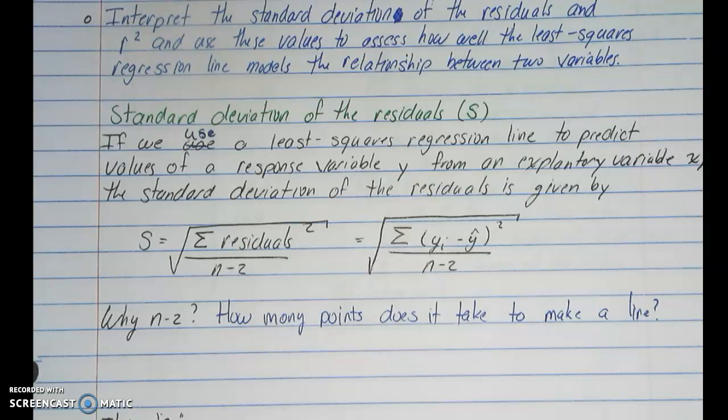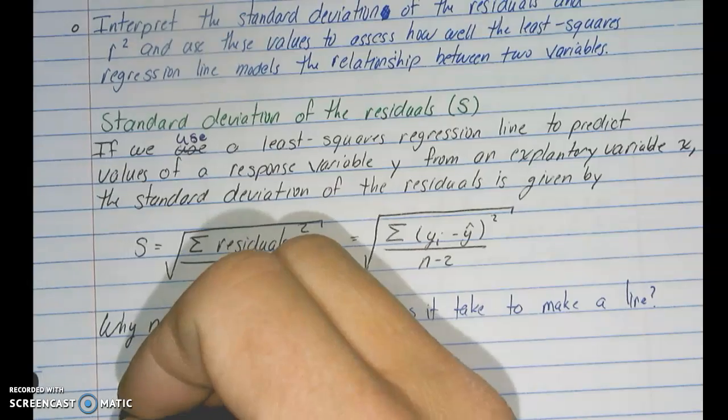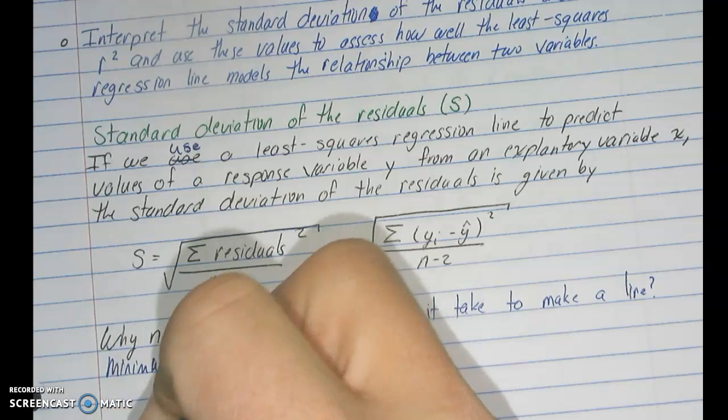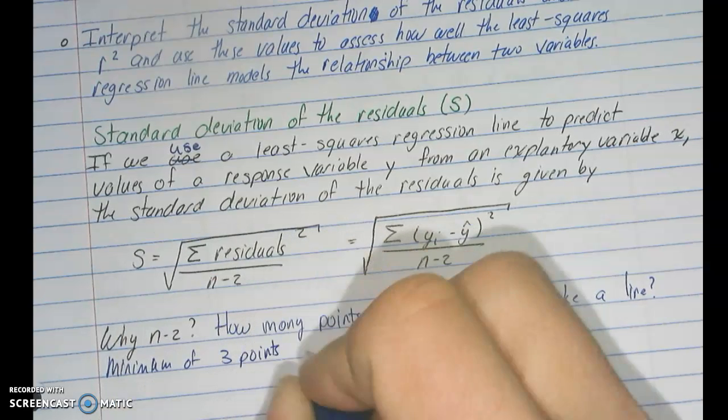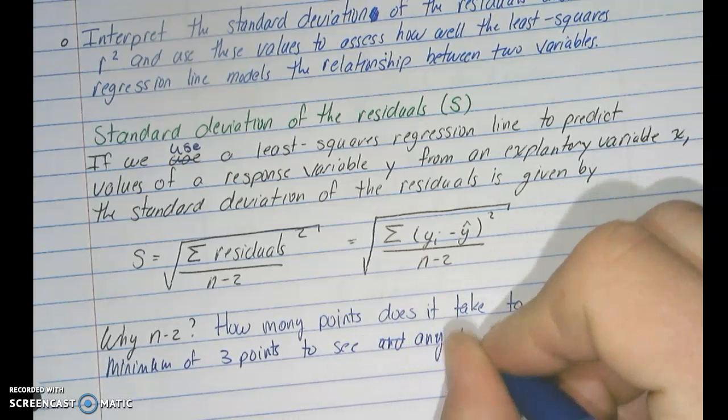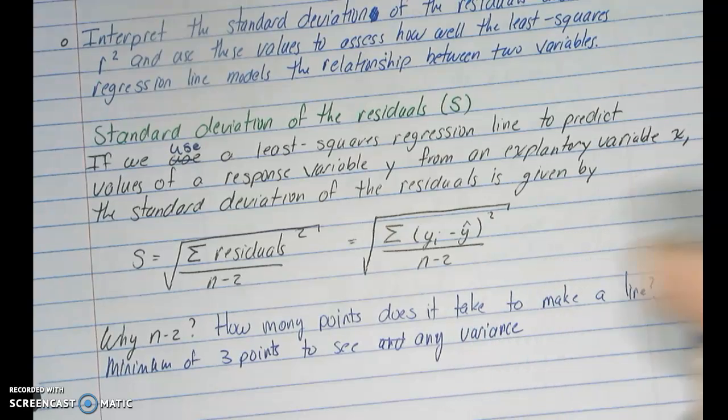No, there cannot be, because if you have 2 observations, you can't see any variance between those 2 points. You need a minimum of 3 points, okay? So we need a minimum of 3 points to see any variance.